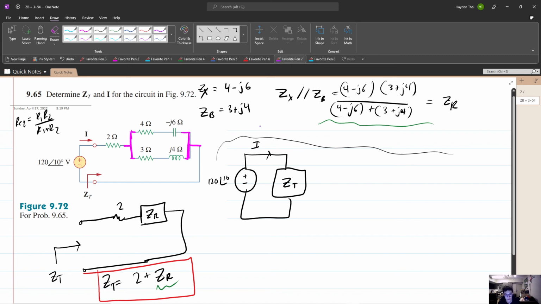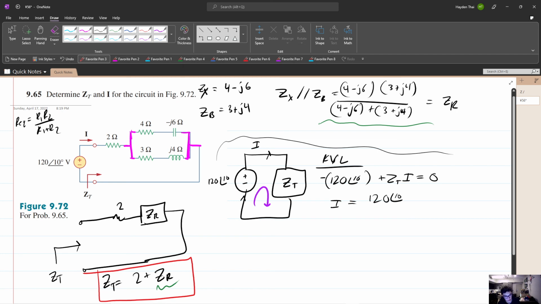Okay, so now the last thing to do is just apply KVL, right? So we do our KVL in the direction of the element we're solving for. Since I is going this way, I'm going to define my mesh current, or my KVL, in the same direction as the one I'm solving for, so I don't have to switch the sign after I'm done. Okay, so let's do our KVL. It goes into the negative terminal, so it's negative. So minus 120 angle 10 plus ZT times I equals 0.